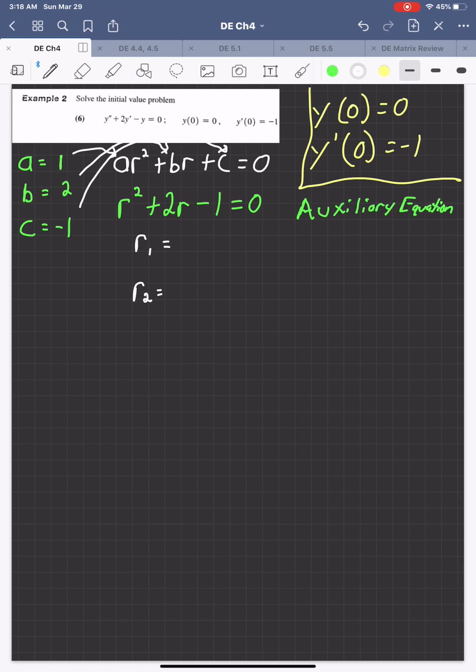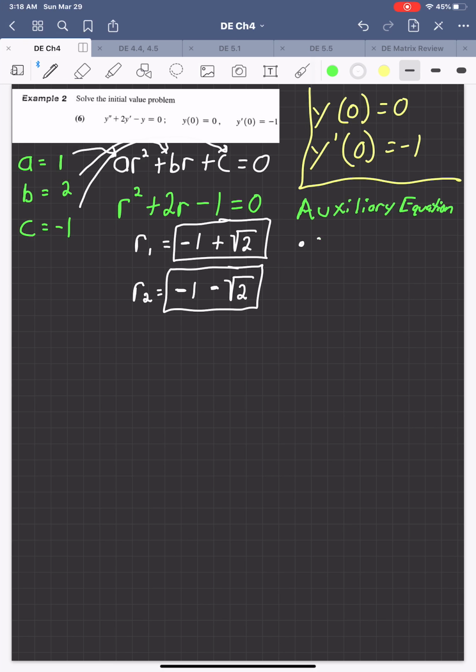Let me write the solutions, and then off to the right, I'll tell you that we had to use the quadratic formula. So negative 1 plus the square root of 2 and negative 1 minus the square root of 2. These are the two roots, the two solutions, and we use the quadratic formula.